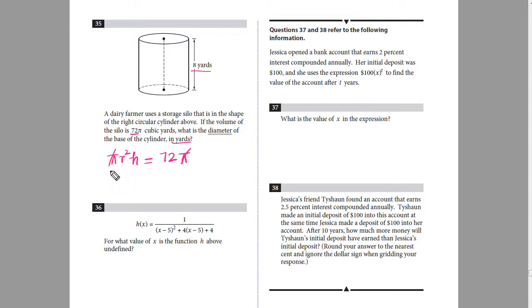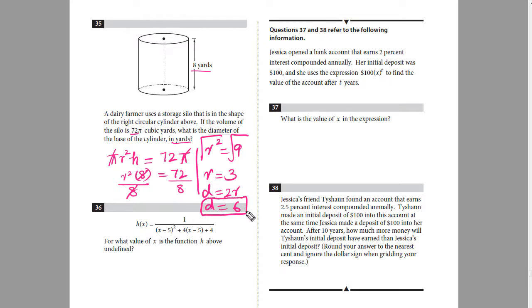This pi will get cancelled, and our h is equal to 8 yards. So we will insert 8 in place of h, that is equal to 72. We will divide both sides by 8. This 8 will get cancelled. Now 72 over 8 will become 9. So r squared is equal to 9. Now we will take the square root on both sides. So r will become equal to 3. As the radius is 3, the diameter will be double the radius. So diameter is equal to 2r. So diameter is equal to 6.